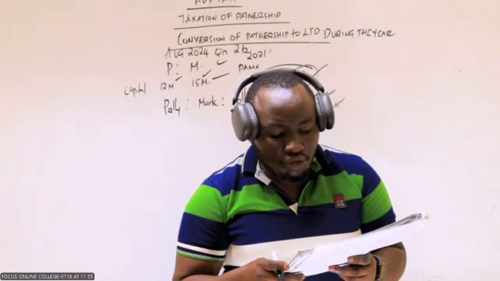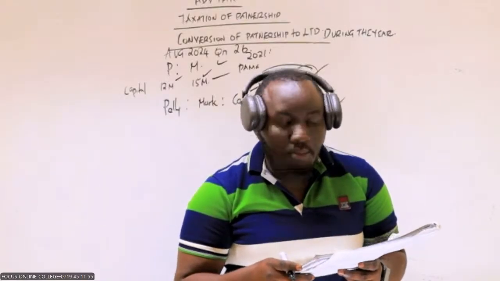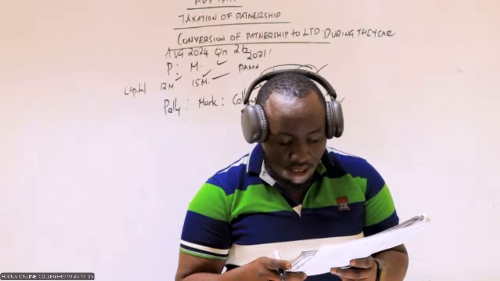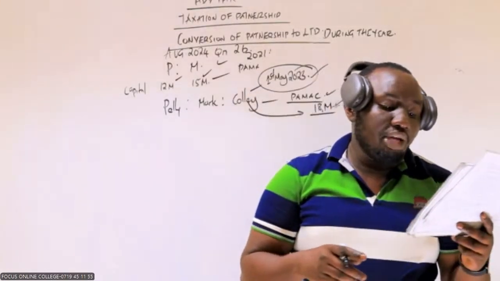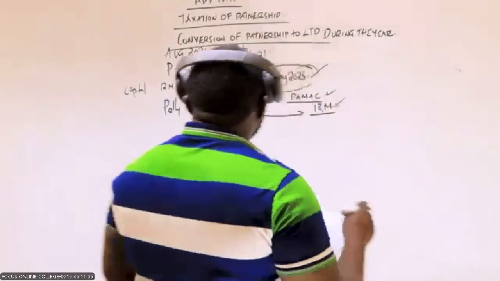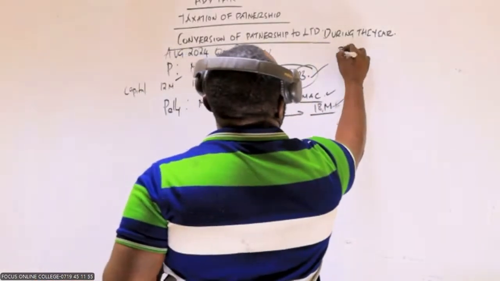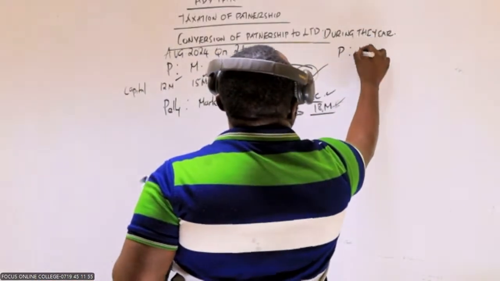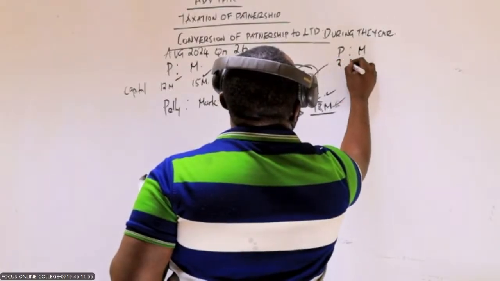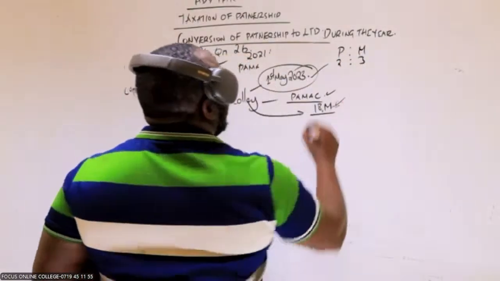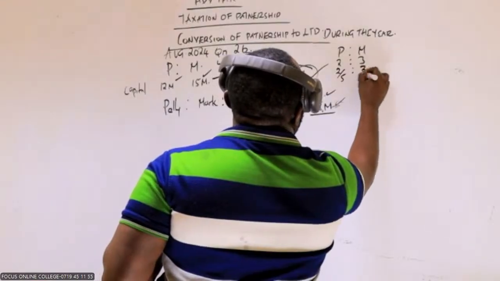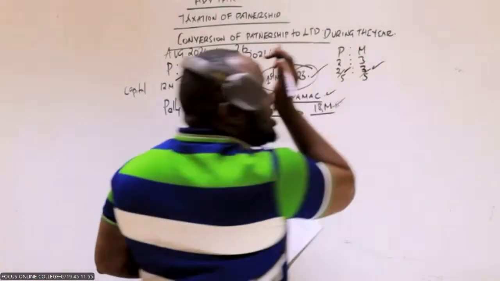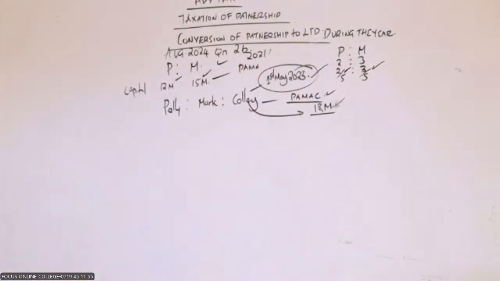Then you say prior to the admission of Colney, the profit sharing ratio was 2:3. So this first part where we had Peli and Mark, the profit sharing ratio was 2:3, meaning Peli was getting 2/5 and Mark was getting 3/5. Is that noted? 3/5.